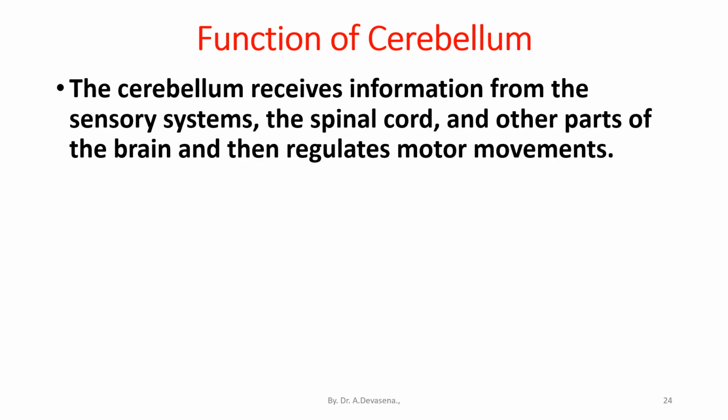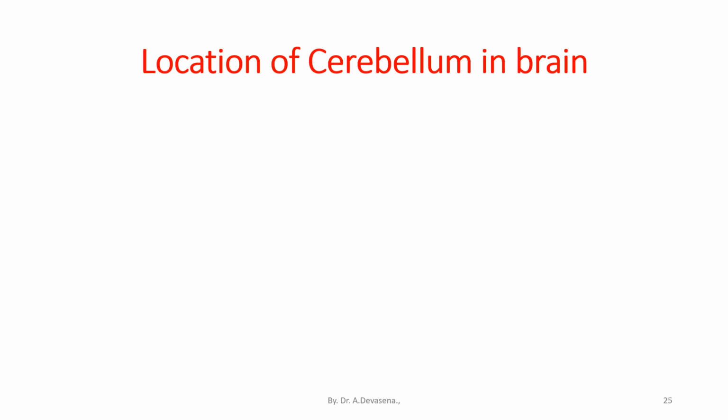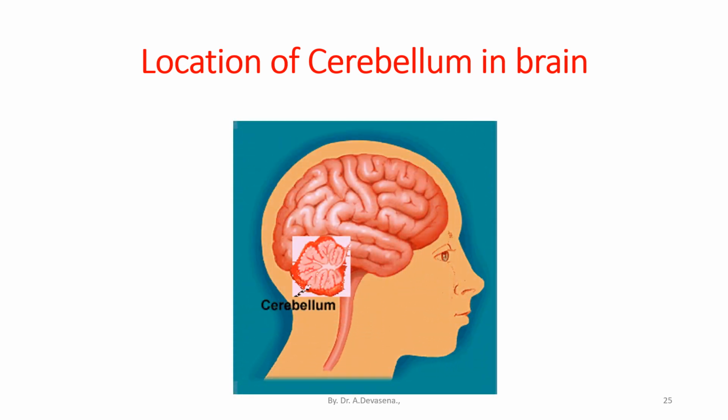Function of cerebellum. The cerebellum receives information from the sensory systems, the spinal cord and the other parts of the brain, and then regulates motor movements. The cerebellum coordinates voluntary movements such as posture, balance, coordination and speech, resulting in smooth and balanced muscular activity. Location of cerebellum in brain. The cerebellum is located under the cerebrum. It is indicated here.